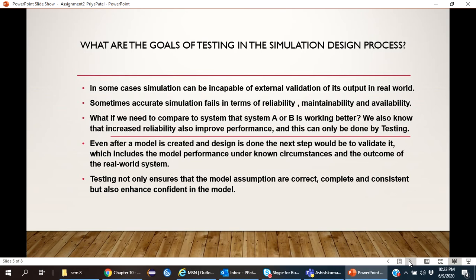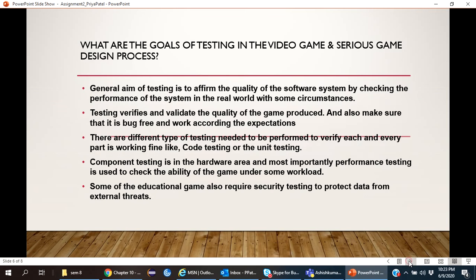Even after a model is created and the design is done, the next step would be to validate it, which includes testing model performance under any circumstance, or maybe a known circumstance. If we created one model, we need to compare it with the outcome of the real world. If they are equal, it means our system is good. Testing not only ensures that the model assumptions are correct, complete, and consistent, but it also enhances confidence in the model.